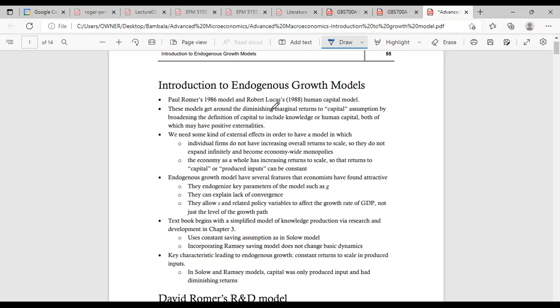And so we have got some few effects which the endogenous growth model measures. Okay, so we're starting with the external effects. We say that individual firms do not have increasing returns to scale, and so they do not expand infinitely and become economy-wide monopolies.